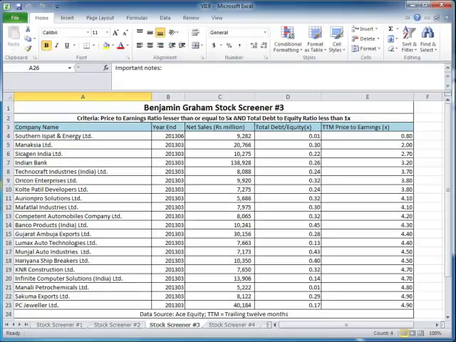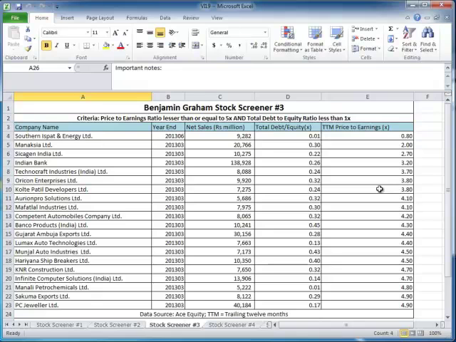Benjamin Graham stock screener number 3. So now we're looking at the third stock screener, and in this case, our criteria is as follows. We want the earnings to price ratio bigger than 2 times the bond yield. Okay, so the bond yield is 10%, so we want the earnings to price ratio greater than 2 times 10%, greater than 20%. That's equivalent to saying the price to earnings ratio less than 5 times.